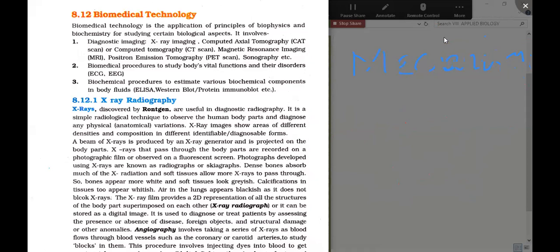For example, here it is given that X-rays were discovered by Röntgen. X-rays are useful in diagnostic radiography. It is a simple radiological technique to observe human body parts and diagnose any physical or anatomical variations. X-ray images show areas of different densities and composition in different identifiable, diagnosable forms. That means we have started the mechanism.